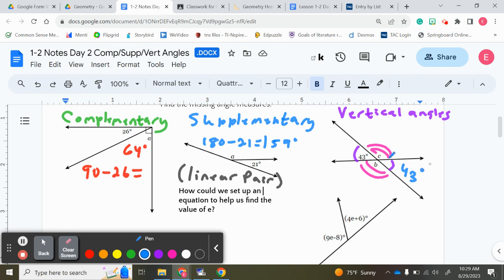And then we can find C and B by looking at this as if it's a linear pair, just like we did over here. So if we look at just this and this, we can take 180, subtract 43 from it. And that gives us a total of 137 degrees. So if this is 137 degrees, angle B also has to be what? 137 degrees, yep. Questions on that?